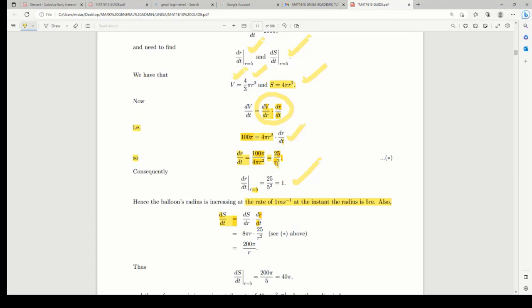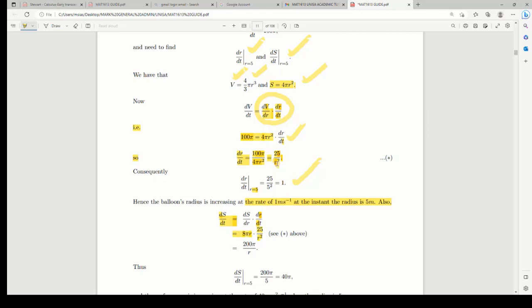At that instant when the radius is 5, we find it's 1. Of course, if you just express it purely in terms of the radius, dr/dt is 25 over r squared. And if we differentiate S with respect to r, this is just your power rule again. r is your variable here, so you've got 2r times 4 pi, you get 8 pi r.